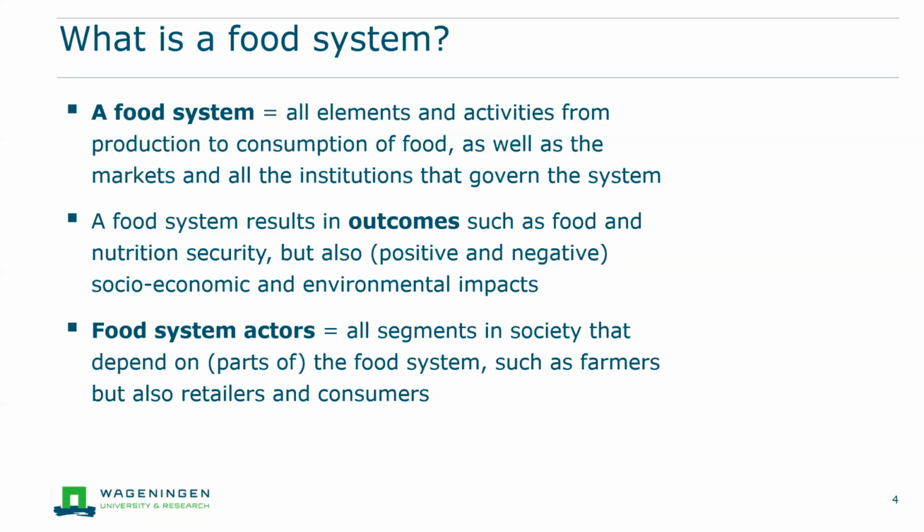Very important when we analyze a food system is that we look at different types of outcomes of the system. So not only food security, but also nutrition, environmental impacts, and social outcomes. So we look at the broad set of things that are the result of everything that we do in the agri-food system. And if we talk about food system actors, we talk about all segments in society that depend on the food system in any way. Those can be farmers, retailers, consumers, but also, for example, input providers or researchers in agriculture.